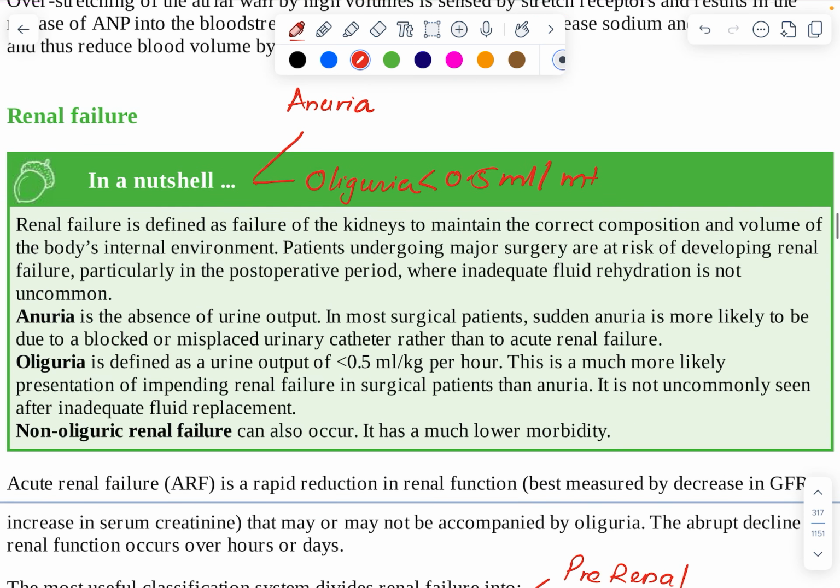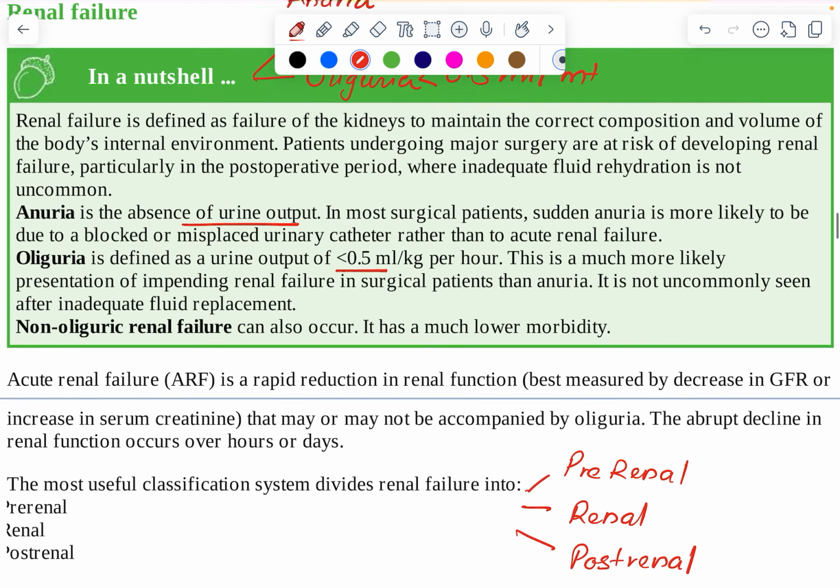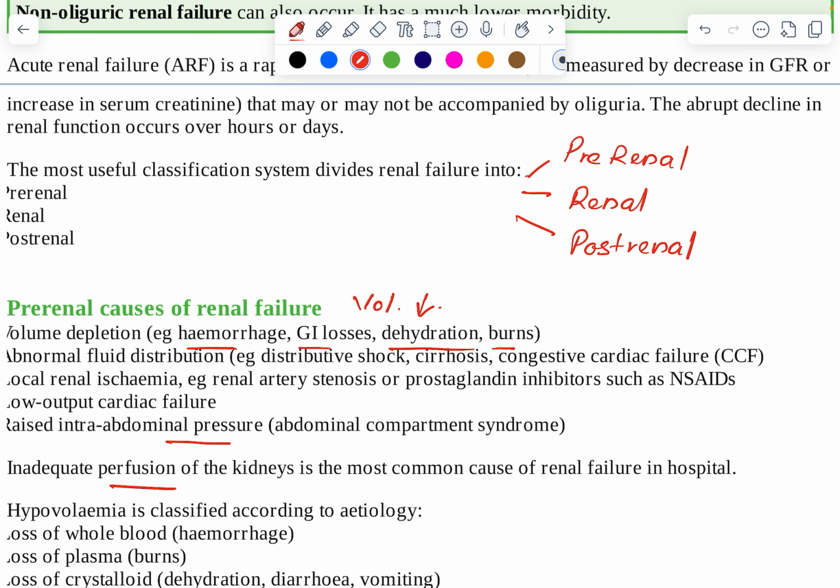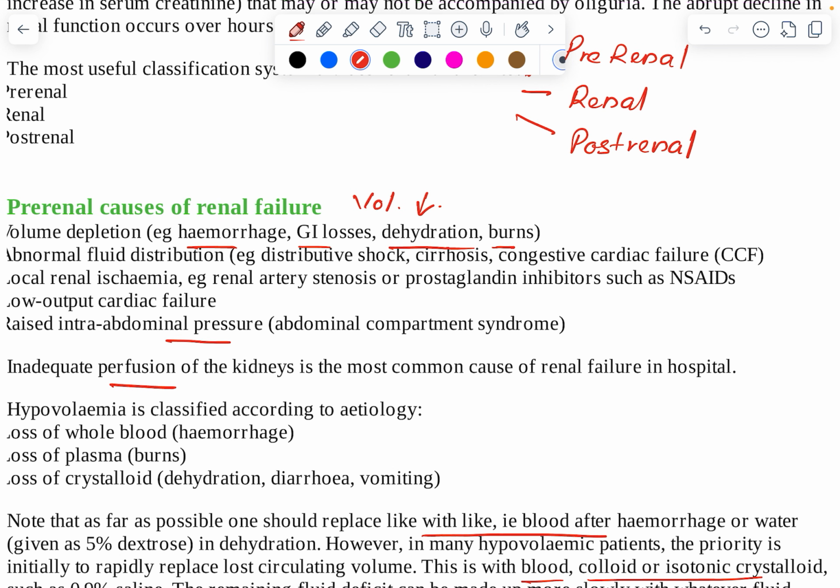Renal failure. Oliguria is urine output less than 0.5 ml per kg per hour, and anuria is the absence of urine output. Renal failure can be prerenal, renal, or post-renal. Prerenal causes include hemorrhage, shock, GIT losses, and dehydration. Inadequate perfusion of the kidney is a common cause of renal failure in hospital.